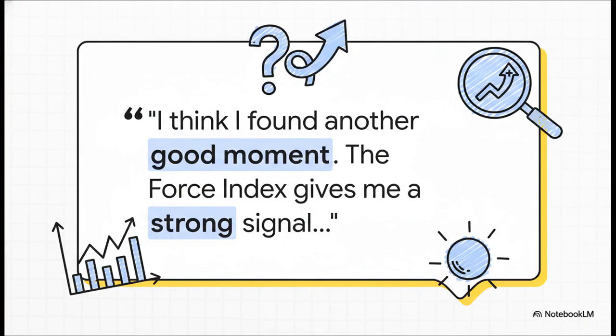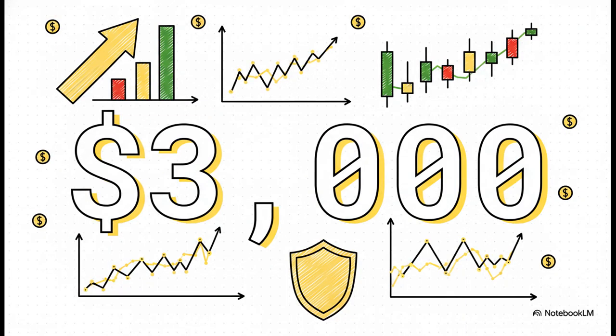And here we go. This is that moment of decision. The creator spots what they think is a prime opportunity, and they call it out, saying the force index is giving a strong signal. Remember, that's checkbox number 1. And the trade size for this example, as shown in the video, it was $3,000. So that definitely shows a high level of confidence in the signal that all those indicators were giving.